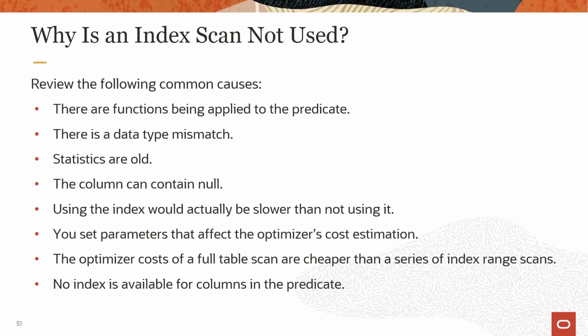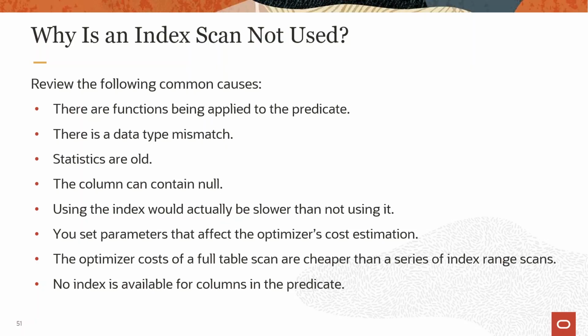Why is an index scan not being used? Because maybe functions are being applied upon the columns used in the where clause and you do not have a function-based index for it. There is a data type mismatch. If Oracle needs to do an implicit data type conversion, indexes cannot be used. Or maybe optimizer statistics are not available. It will then assume default values, or maybe the optimizer statistics no longer reflect the state of the data inside the table as well as in the index.